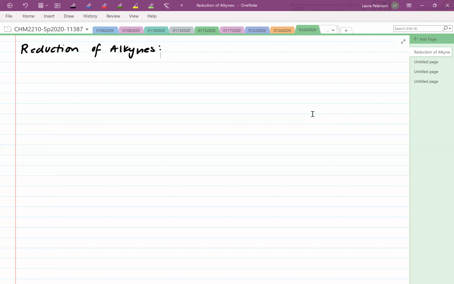But if we added only 1 equivalent of H2, we would either get to the E or the Z alkene. We don't actually control these reactions by the amount of hydrogen that's added, but rather by the catalyst or the conditions. So let's introduce the 3 reactions that fall under the category of reduction of alkynes. The first one we'll label A is catalytic reduction to alkanes. So the first one is going to be all the way to alkanes.